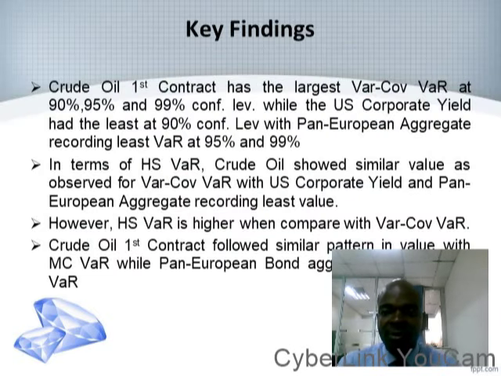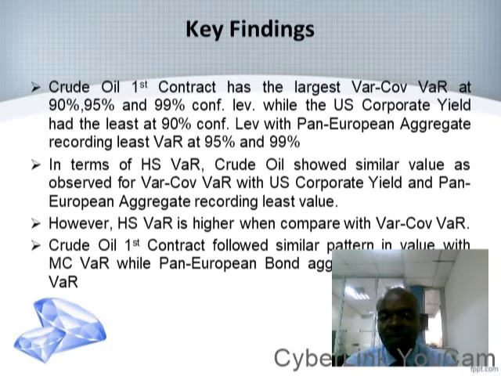Our key findings: crude oil first contract has the largest VaR variance covariance at 90, 95 and 99 confidence level. The US corporate yield had the least at 90 confidence level, with pan-European aggregates recording the least VaR at 95 and 99 respectively. In terms of historical simulation VaR, crude oil shows similar value as observed for variance covariance VaR, with US corporate yield and pan-European aggregate recording the least.